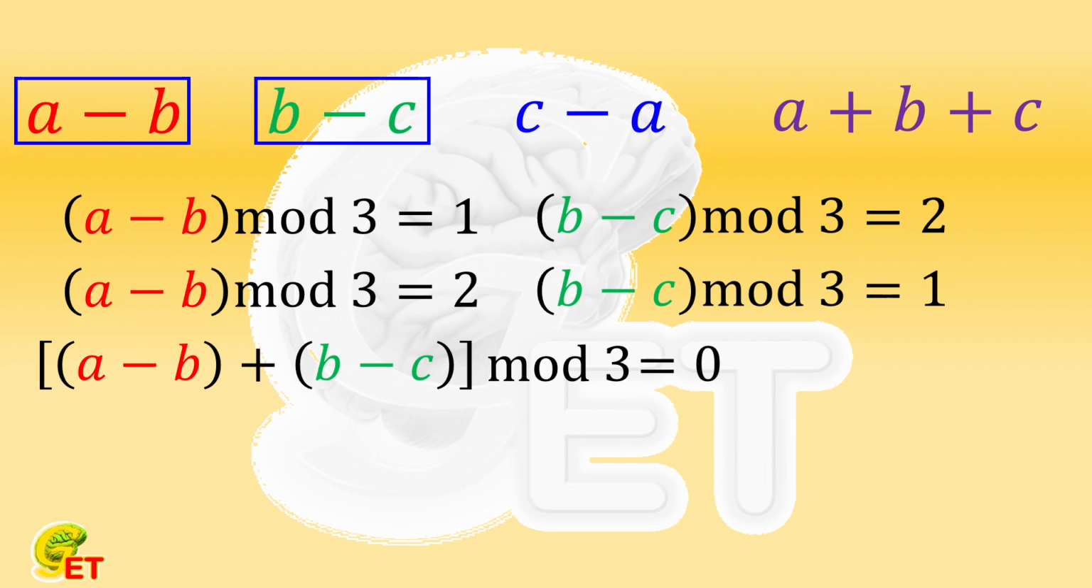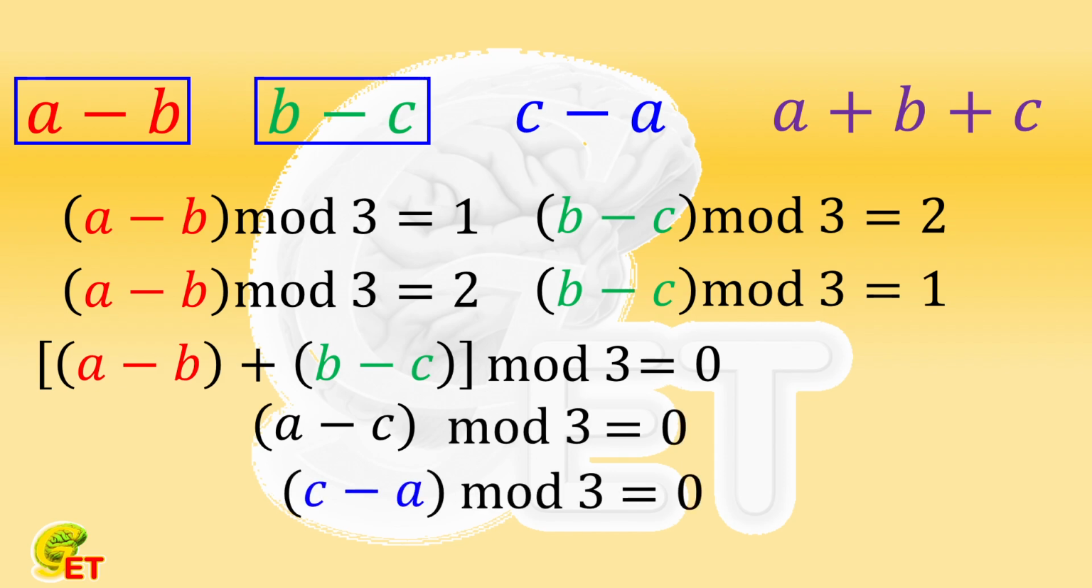What is A minus B plus B minus C equal to? It is equal to A minus C. A minus C is divisible by 3. Then C minus A must be divisible by 3 as well. So, we are done. In any case, this question is somehow friendly.